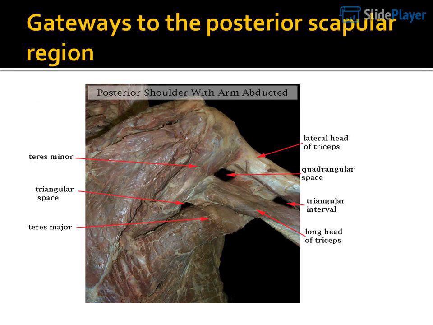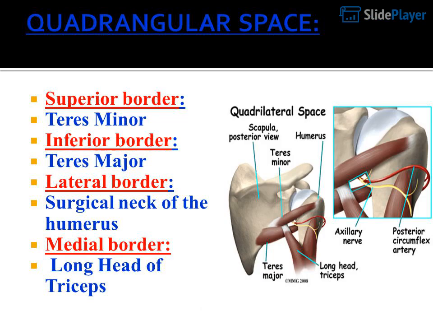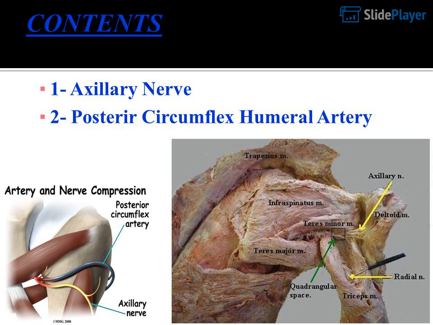Gateways to the posterior scapular region. Arteries and nerves associated with gateways in the posterior scapular region. Quadrangular space: superior border, teres minor; inferior border, teres major; lateral border, surgical neck of the humerus; medial border, long head of triceps. Contents: 1. Axillary nerve. 2.